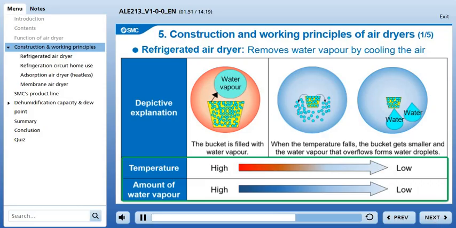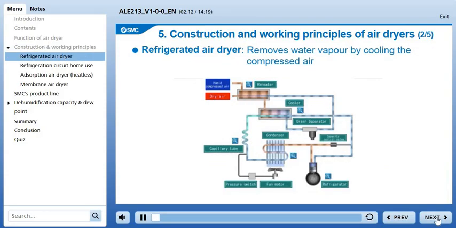The aftercooler, installed after the compressor, cools the compressed air to around 40 degrees Celsius. Thereafter, the refrigerated air dryer, installed after the air tank and main line filter, cools the compressed air at normal temperature to around 10 degrees Celsius. This is the basic construction of a refrigerated air dryer.